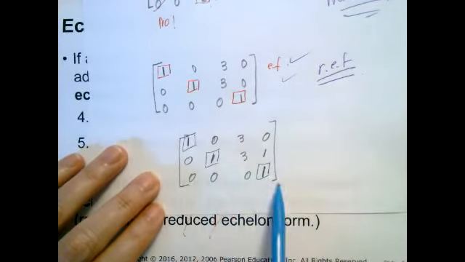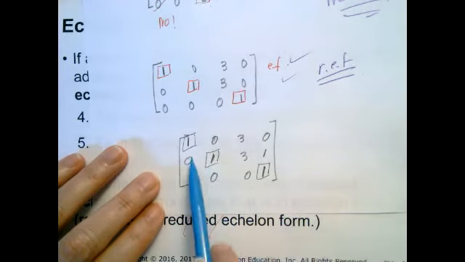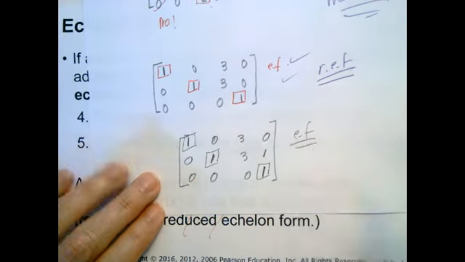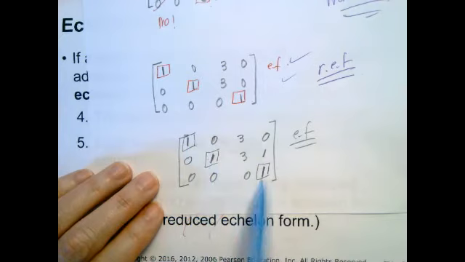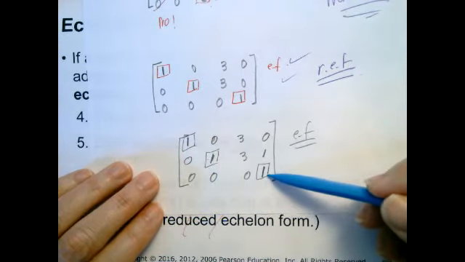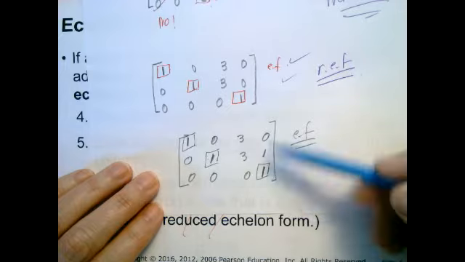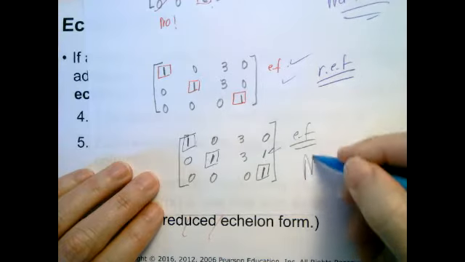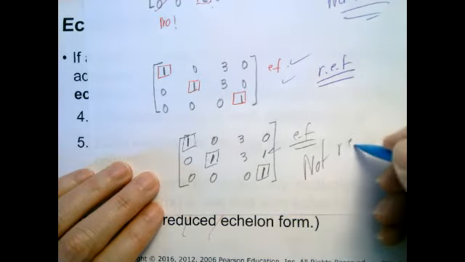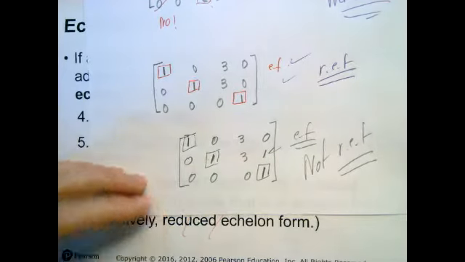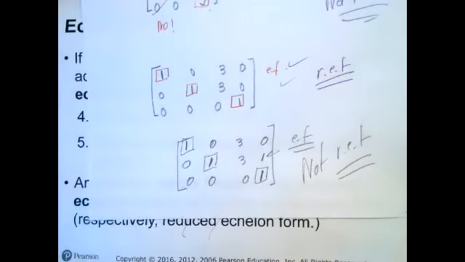Every leading entry is to the right of the one before it. Every term below a leading entry is 0, so it is in echelon form. But reduced echelon form requires the leading entries to be 1, and I took care of that. But it also requires that every leading entry is the only non-zero in its column, and this one didn't have that. So that's definitely not reduced echelon form. Okay, so that's really the difference between them.